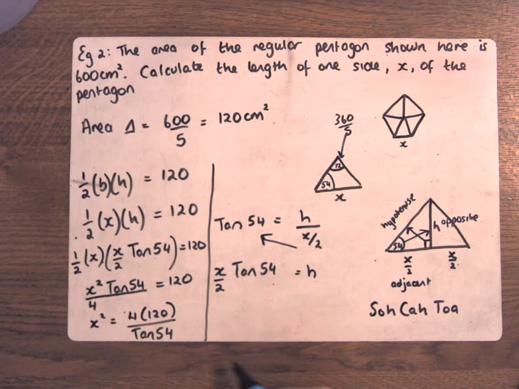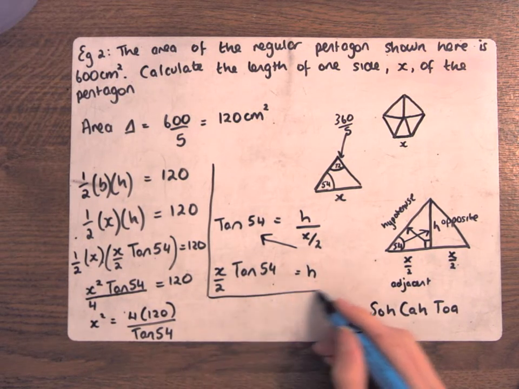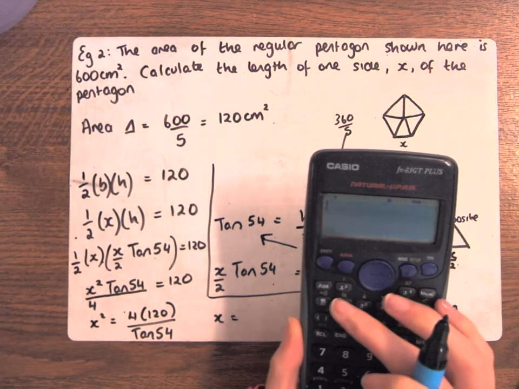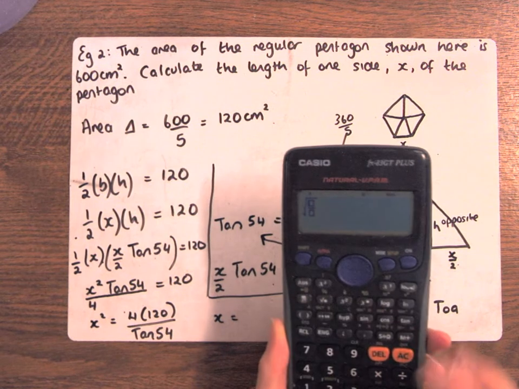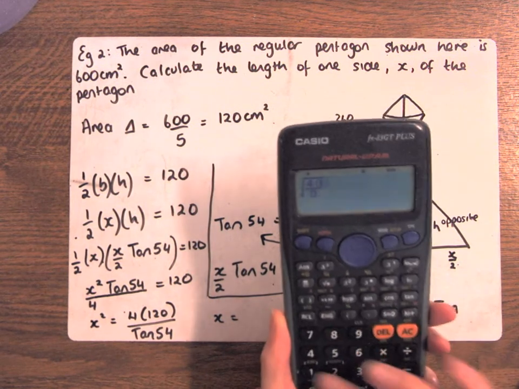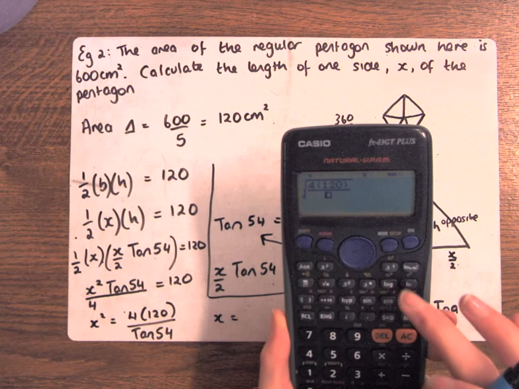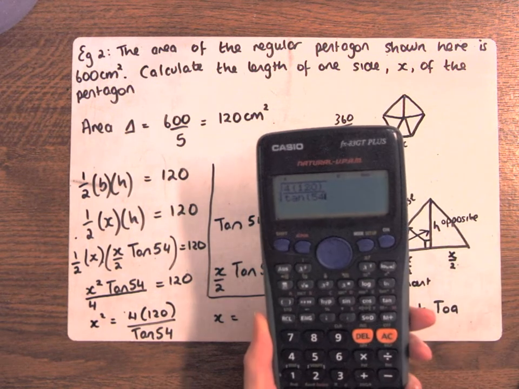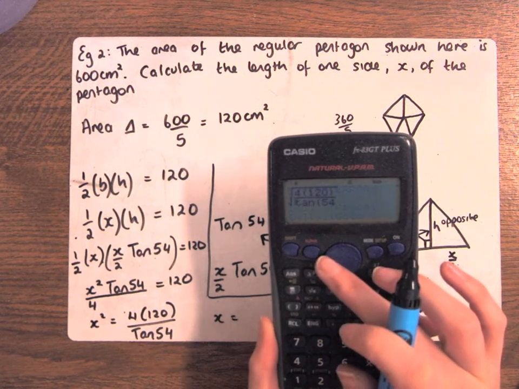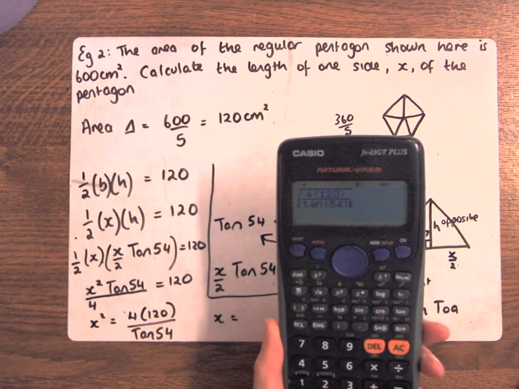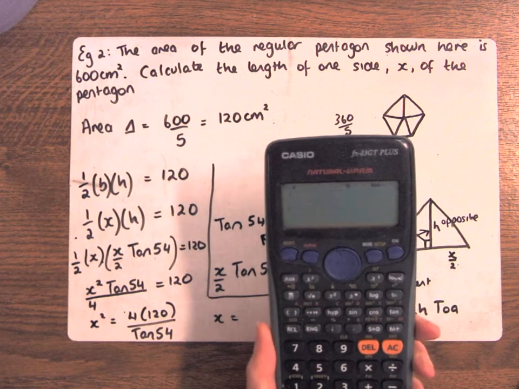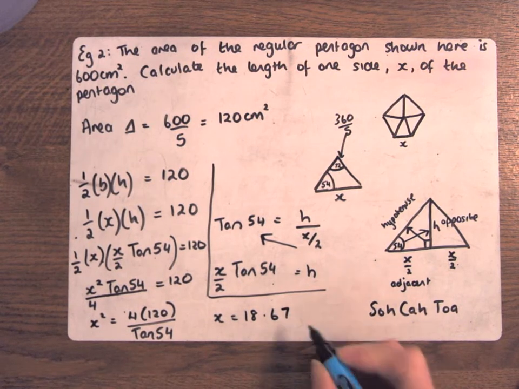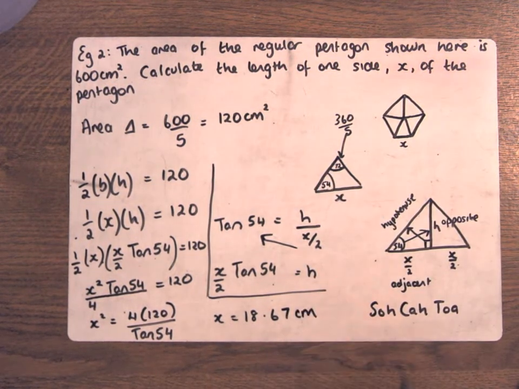So x is, just going over here, we know we're just going to square root that. Now, in the calculator, square root fraction, okay, 4 by 120 over tan 54. Now, tan 54, if you don't close the bracket on the bottom line, it's going to give you an error. Okay, so just remember, tan 54, close your bracket. Okay, 18.67, and we're talking about centimeters.